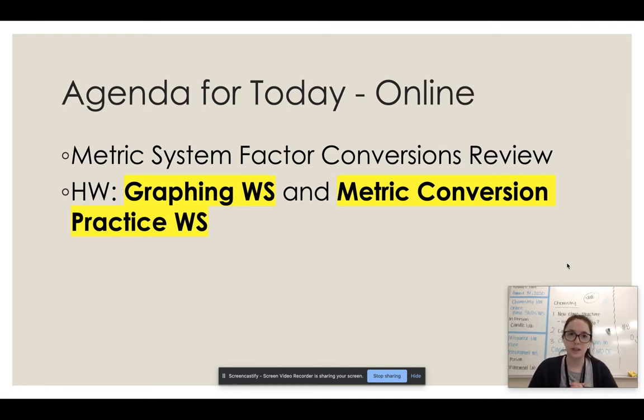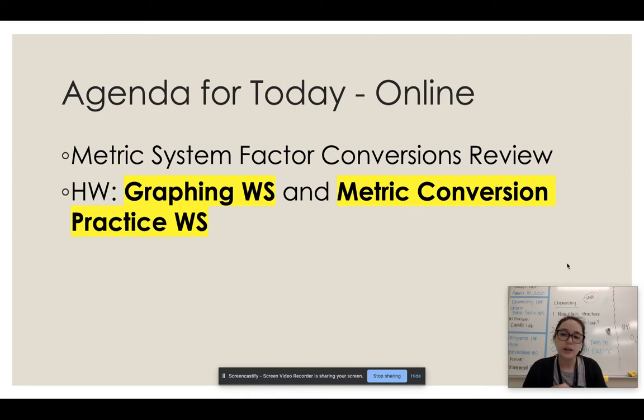So today the plan is that we're going to go over the metric system factor conversion, which should be a lot of review for you, especially because you learned this in integrated science. However, I am going to be reviewing it. We're going to do a couple examples, and then for your homework, you'll be having a graphing worksheet and a metric conversion practice worksheet. I did post on Canvas the basic skills key for you to look over.